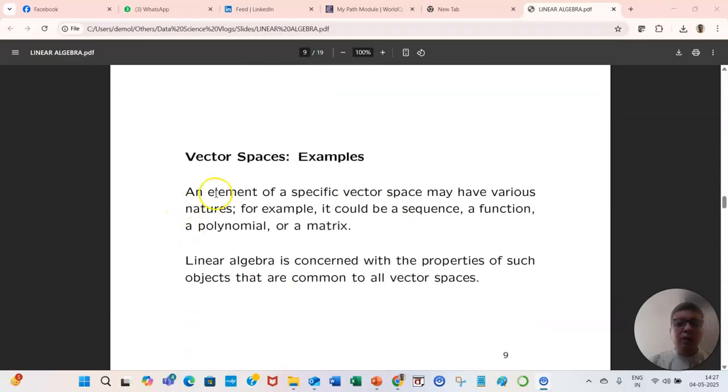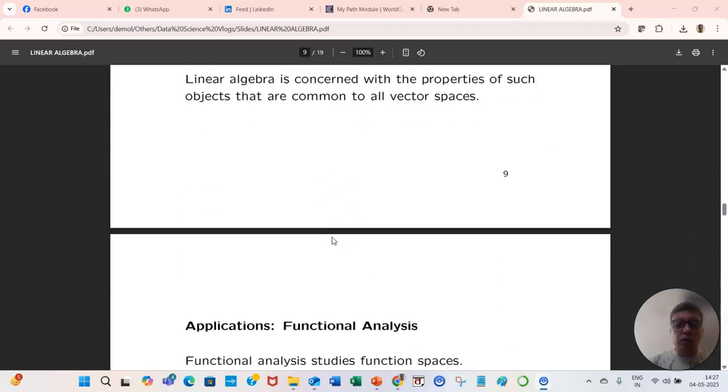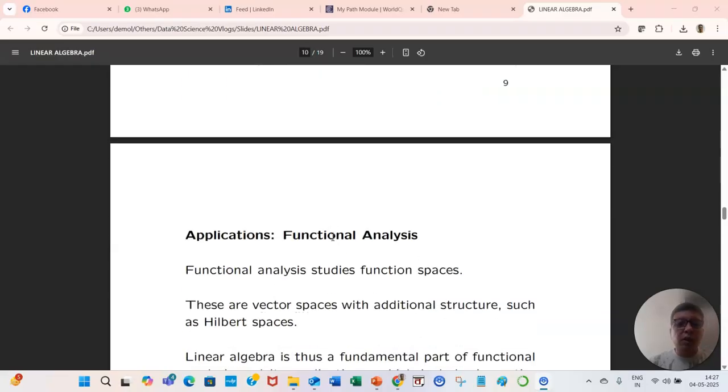Some examples: an element of a specific vector space may have various natures. For example, it could be a sequence, a function, a polynomial, or a matrix. Could be an element, or the numbers. Numbers could also be elements of vector spaces. Linear algebra is concerned with the properties of such objects that are common to all vector spaces. Now we construct the vector space and observe its properties through various operations.